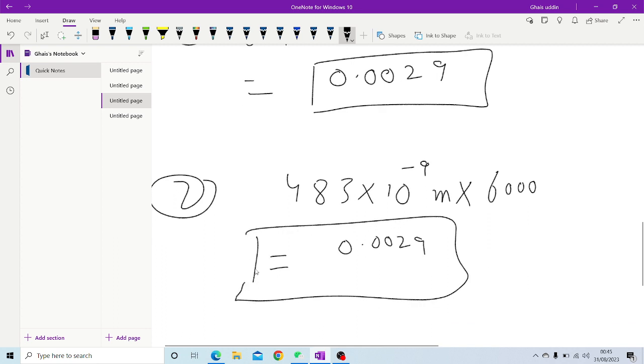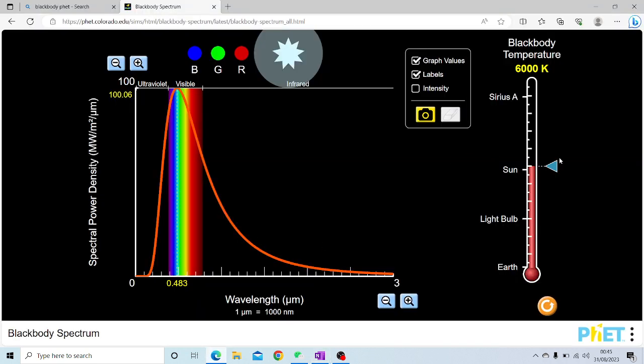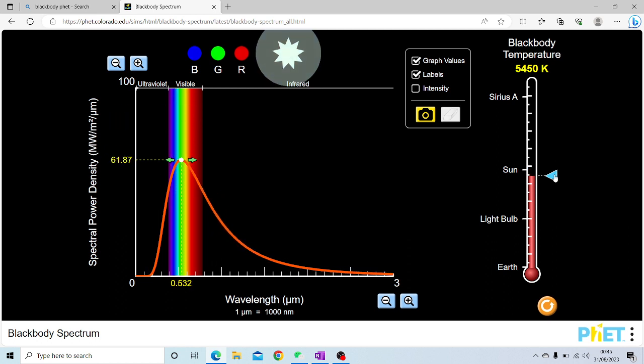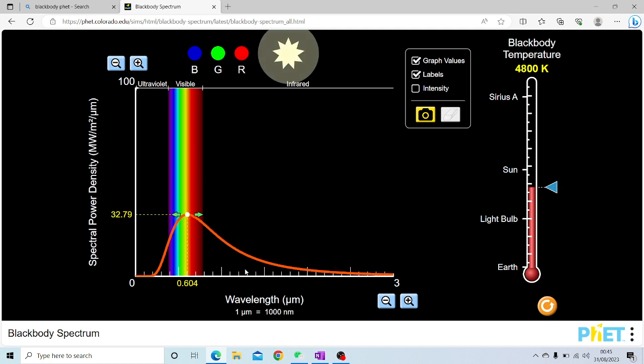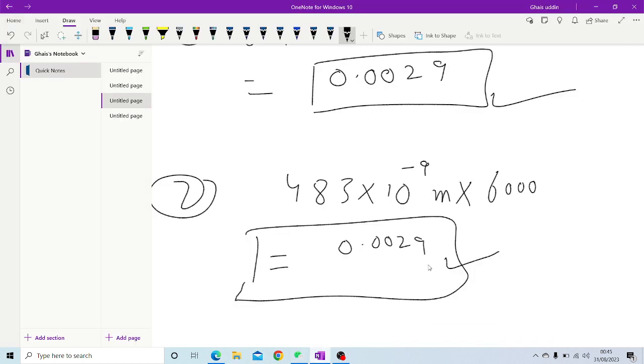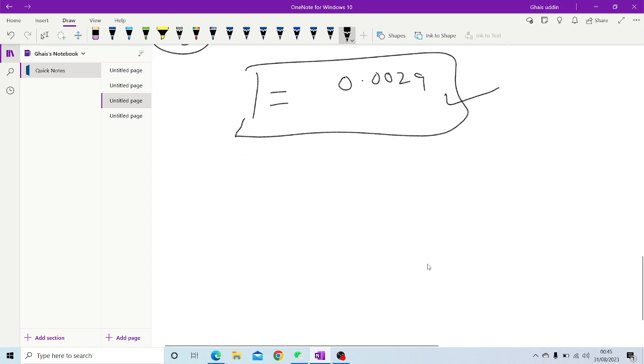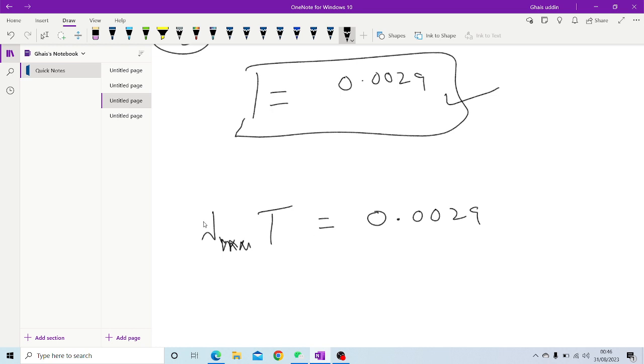So this means that this value is a constant for every multiplication of lambda max and temperature T. This is the meaning of this constant. If you multiply this wavelength by 1000, you need to convert it to nanometer first, and then you can multiply it by any temperature, and you will get this value. That's why Wien's law says that when you multiply the maximum wavelength and the temperature, you will get a constant, and that constant is equal to 0.0029.